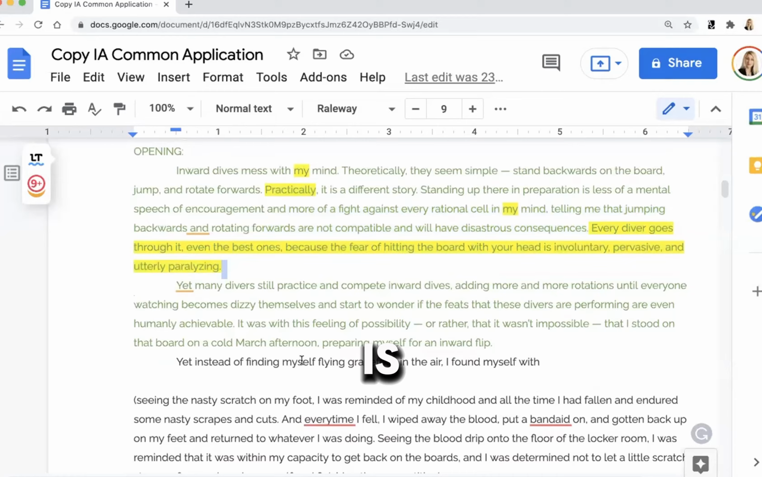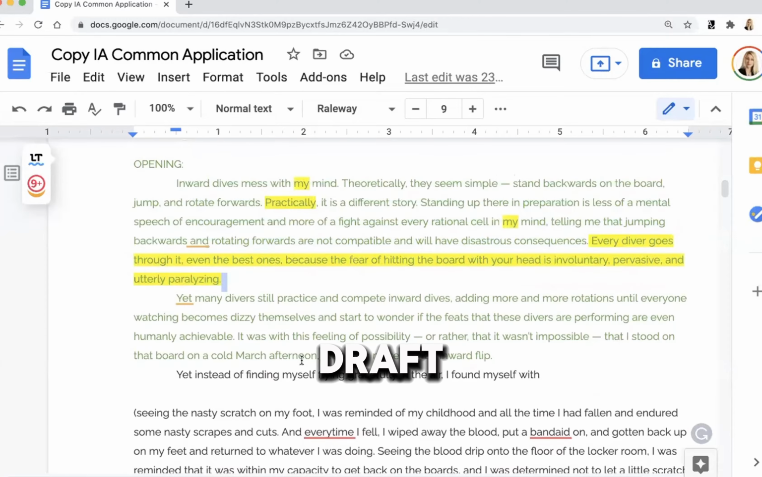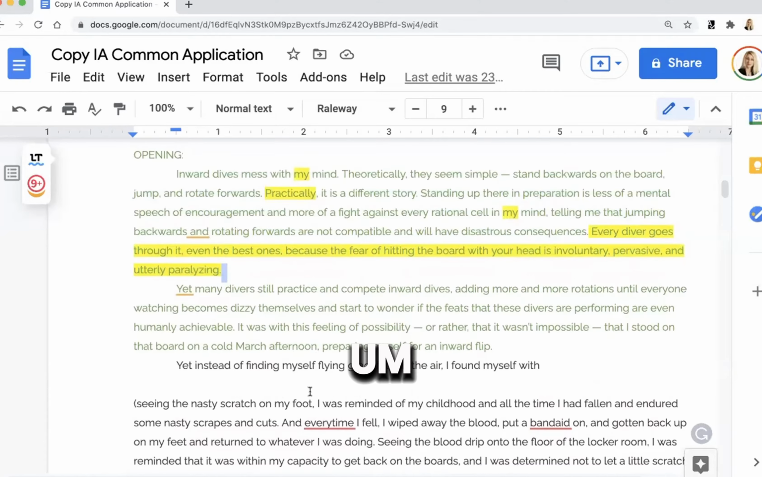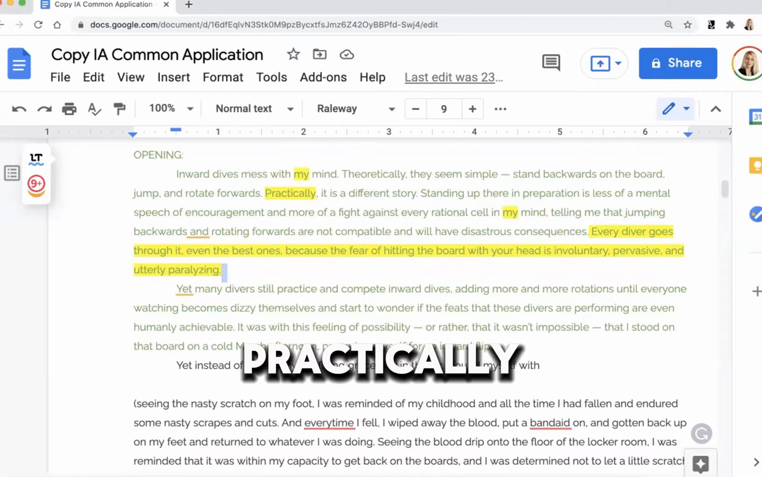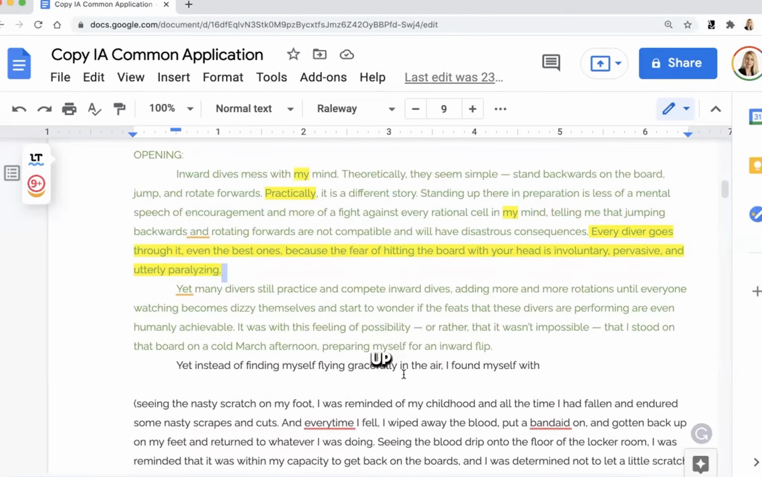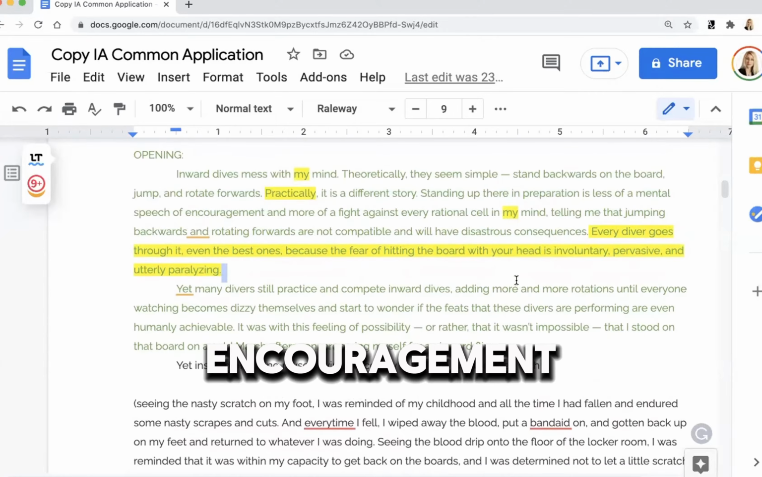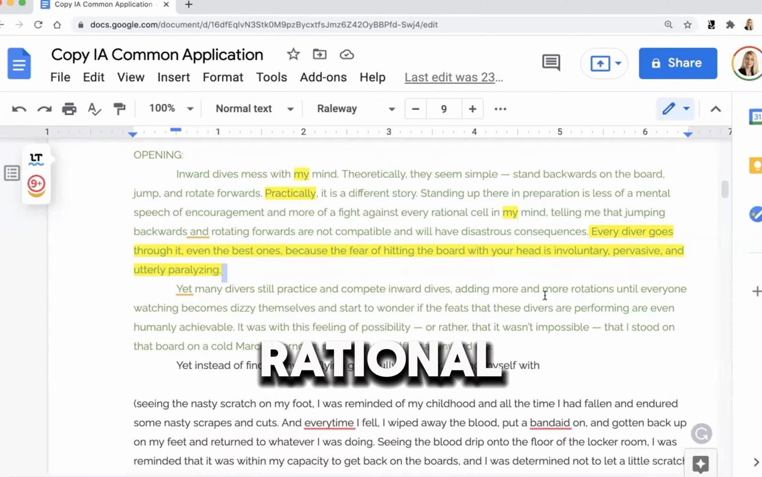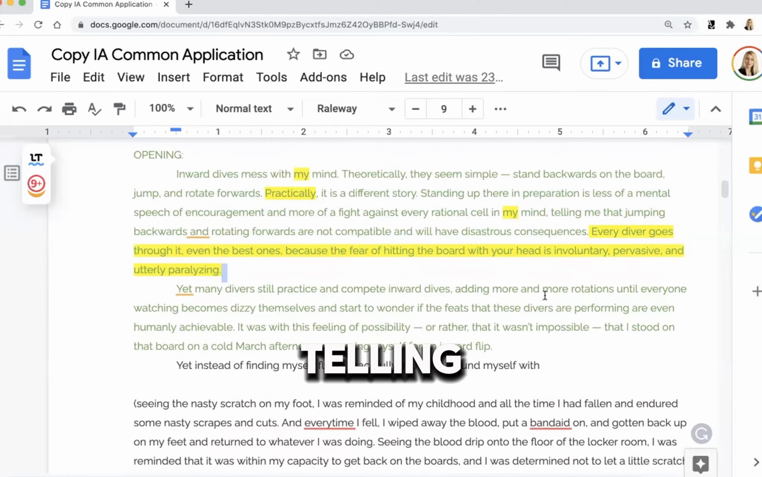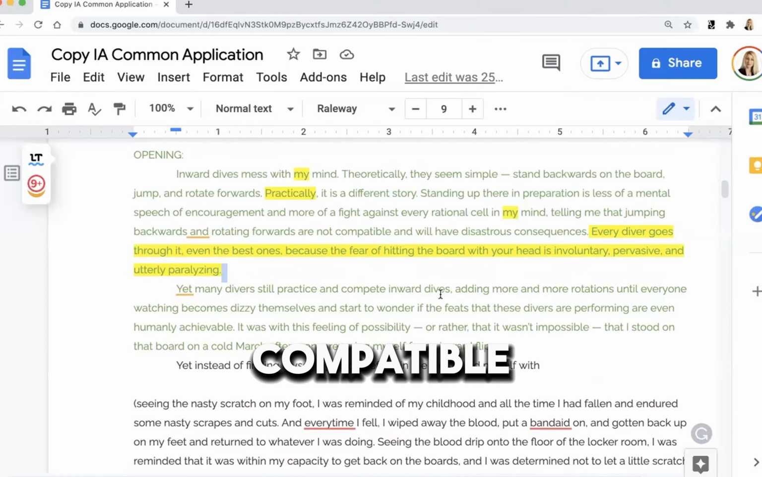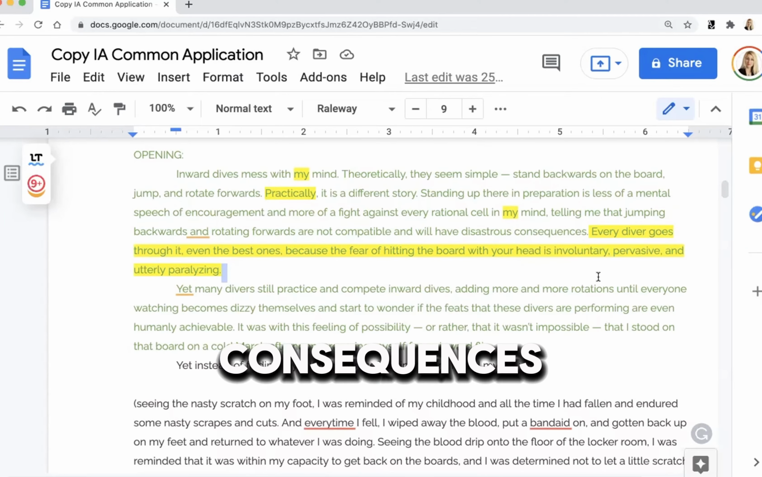Okay, so this is her first working draft. And she starts with: Inward dives mess with my mind. Theoretically, they seem simple. Stand backwards on the board, jump and rotate forwards. Practically, it is a different story. Standing up there in preparation is less of a mental speech of encouragement and more of a fight against every rational cell in my mind, telling me that jumping backwards and rotating forwards are not compatible and will have disastrous consequences.